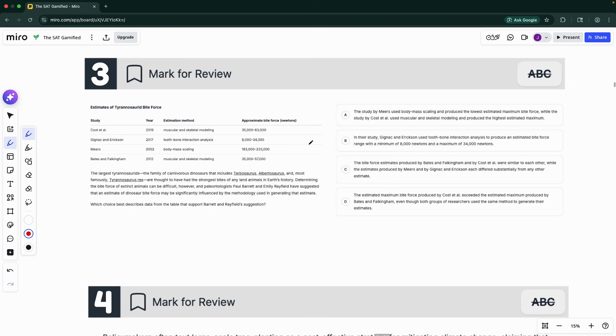What if you see a command of evidence question like this one though? You approach these very similarly. First, read the question. Which choice best describes data from the table that supports Barrett and Rayfield's suggestion? So we're trying to support somebody's conclusion here. Now let's read the passage.